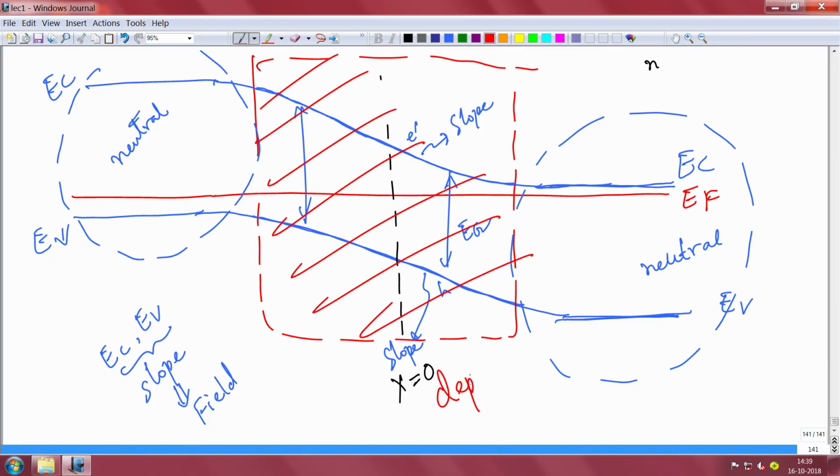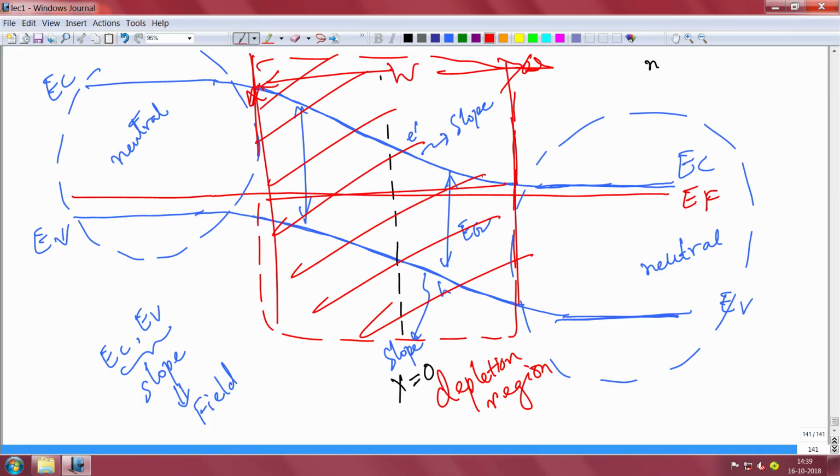That is your depletion region, where there are no mobile carriers. You see, the depletion region has a definite width, and that is this W. I call it W, that extends from here up to here, this line to this line. This is your depletion width.